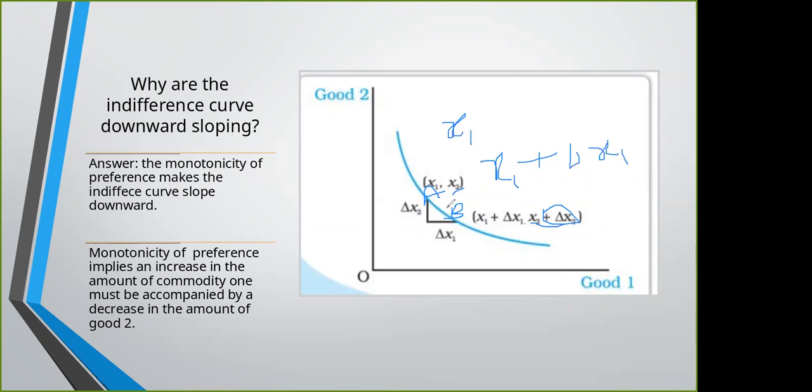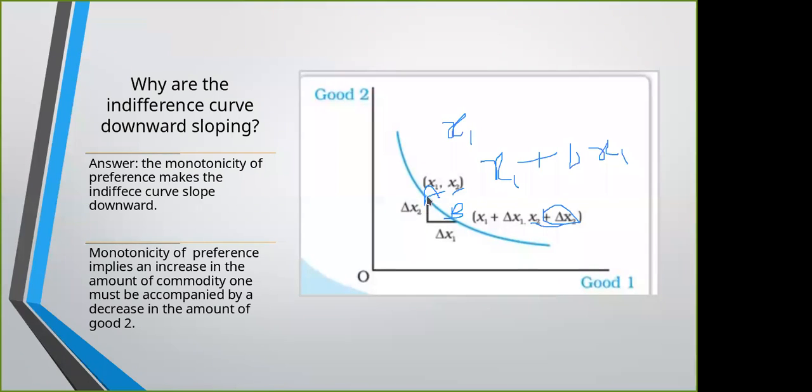To get the same level of satisfaction, because you have got more satisfaction by moving from point A to B, the quantity of good 1 has increased, and as a result you have got more satisfaction. This must be compensated, this must be deleted, by a reduction in the quantity of commodity 2. Any problem with this point? Yes, sir. Can you explain it again?